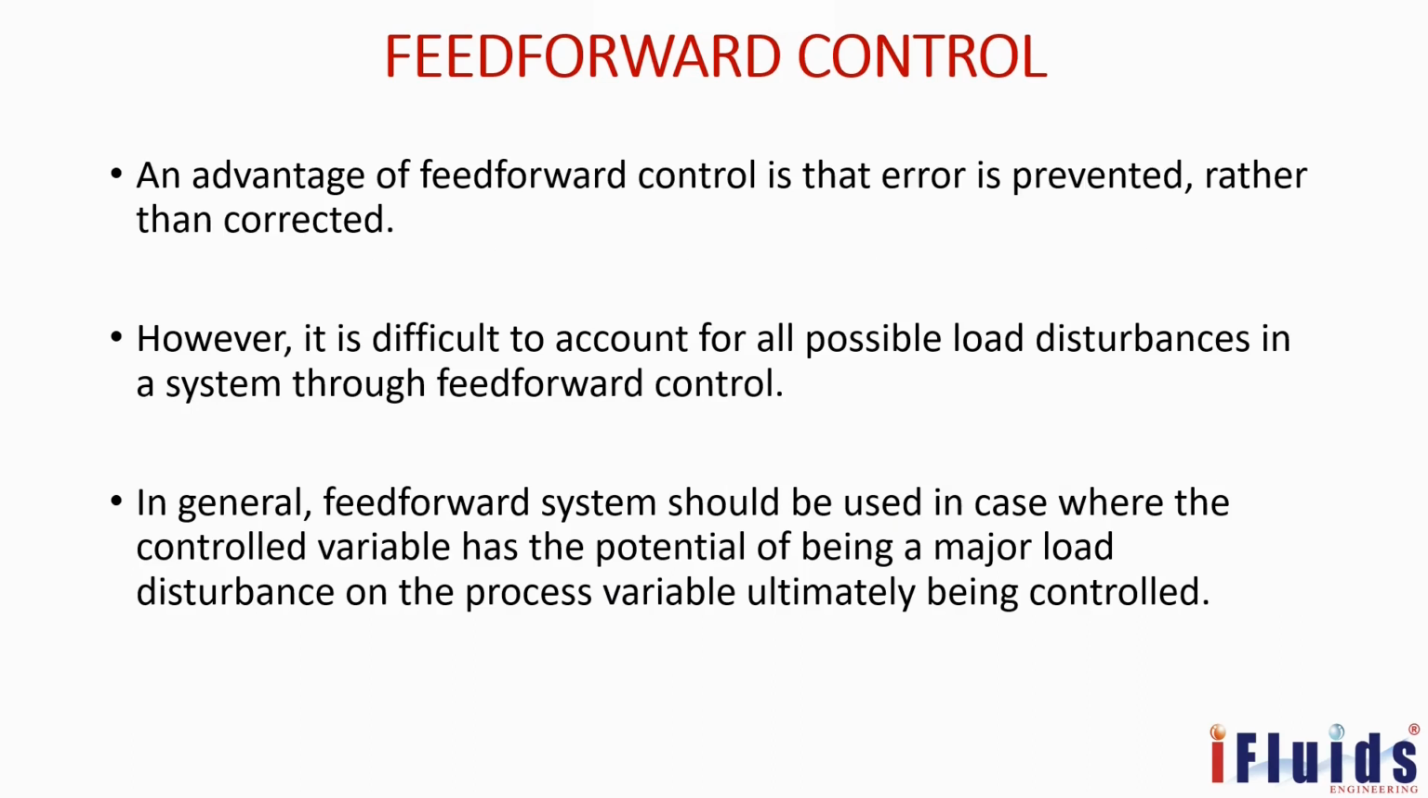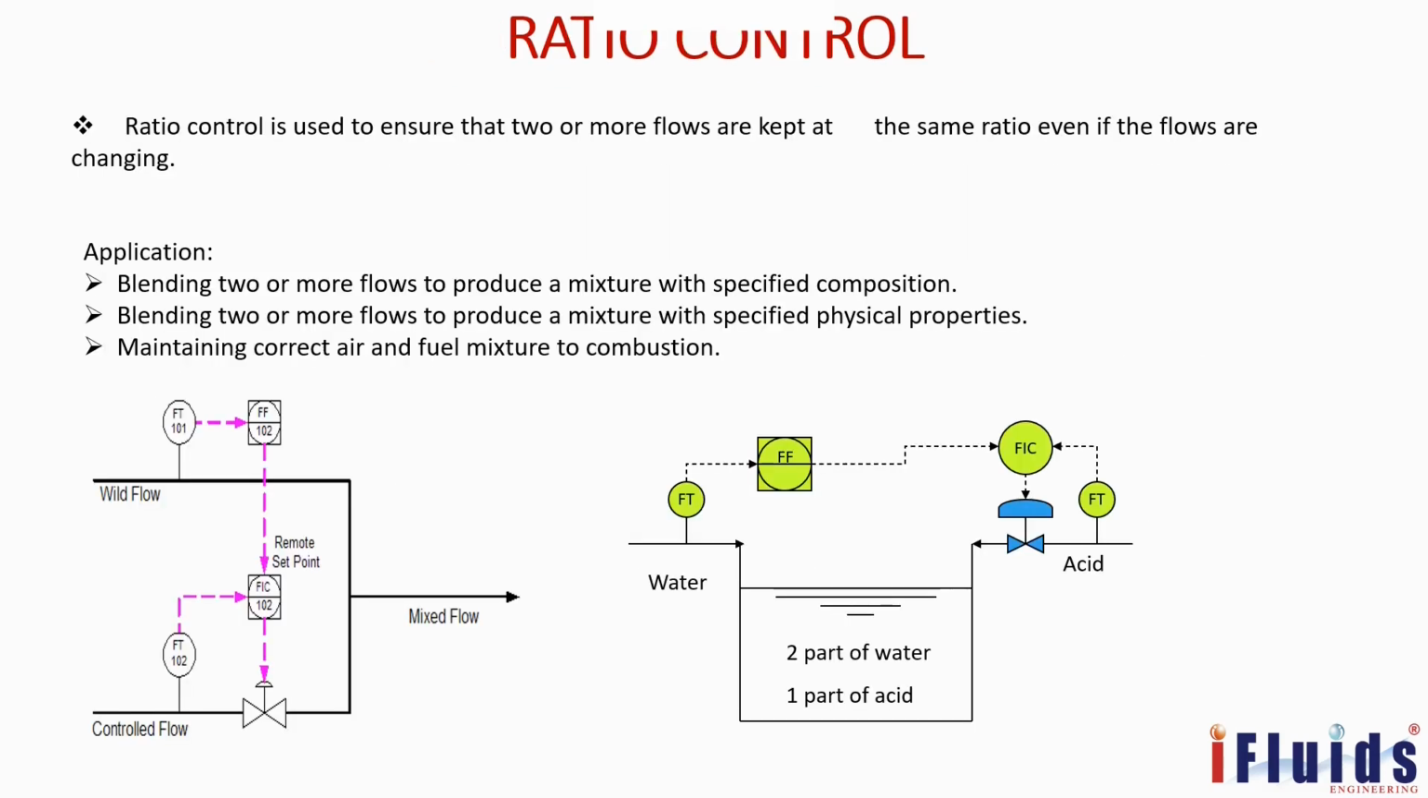major disturbance only. In general, feed forward system should be used in cases where the controlled variable has the potential of being a major load disturbance on the process variable ultimately being controlled. Next is the ratio controller.